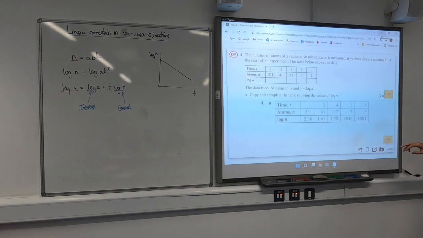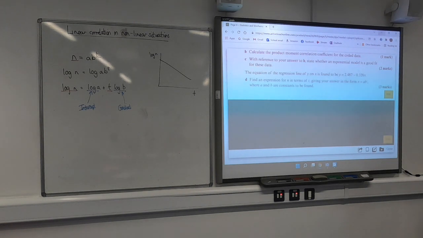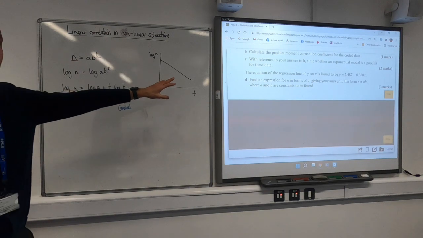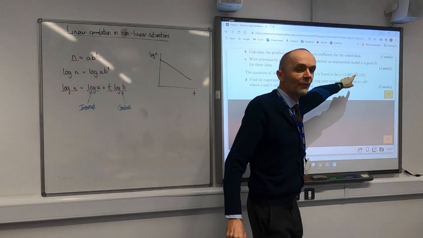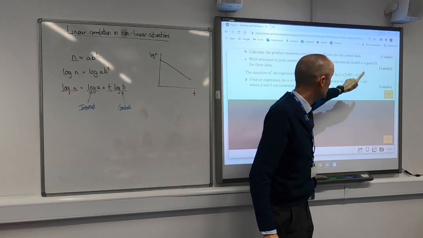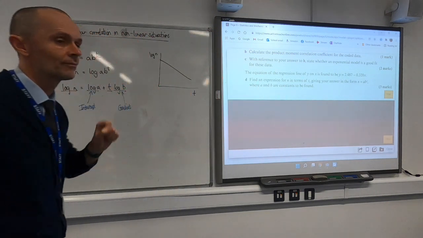So go on, bring the rest of the question home. Just see if you can calculate the values of A and B, and therefore get an equation for this growth or decay. And the good news is we haven't got to worry about drawing the graph because they give us the equation of the regression line, so we can straight away see the intercept and the gradient. So what would I actually write for C?